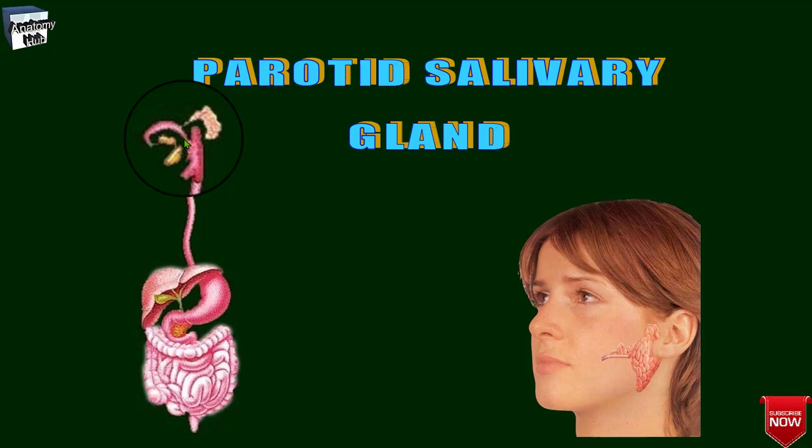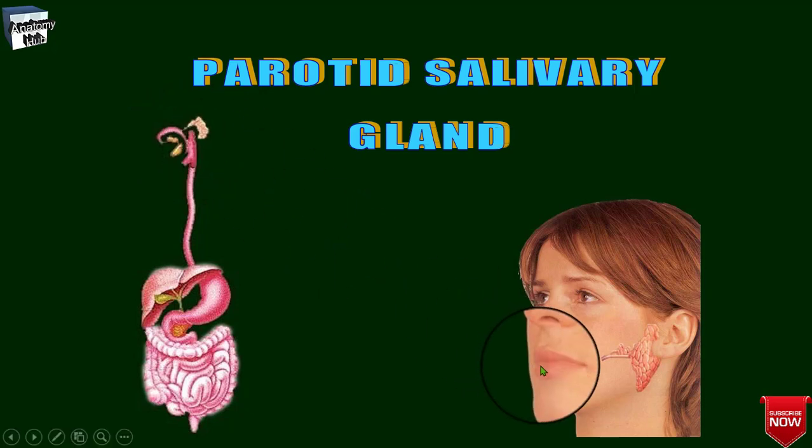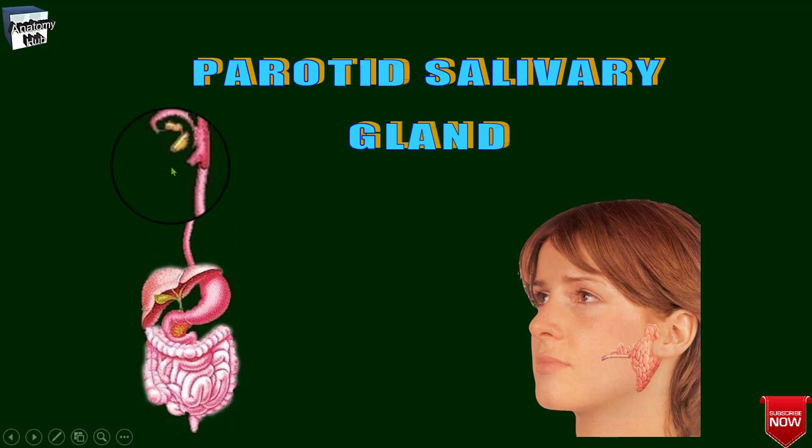So today we'll study the parotid gland, one of the salivary glands. The oral cavity is an important point of entry for both the respiratory and the digestive tracts. It also houses the tongue, which plays an integral role in speech, ingestion, and swallowing.